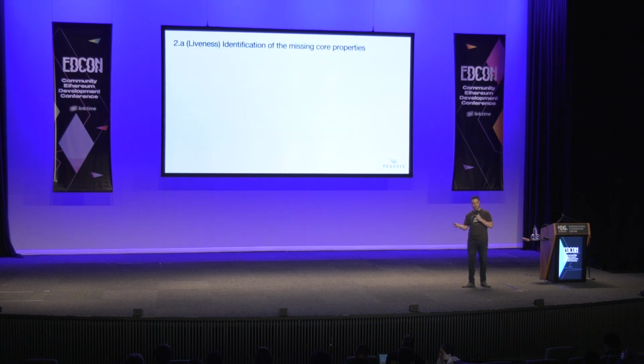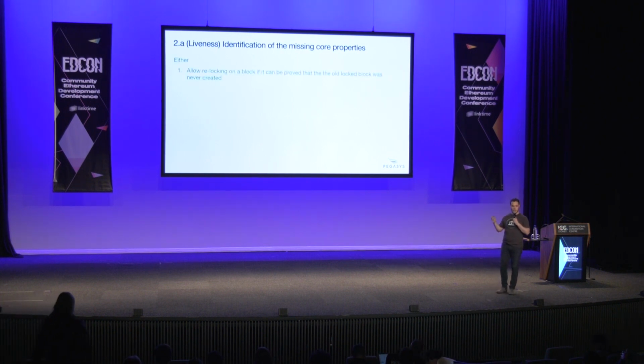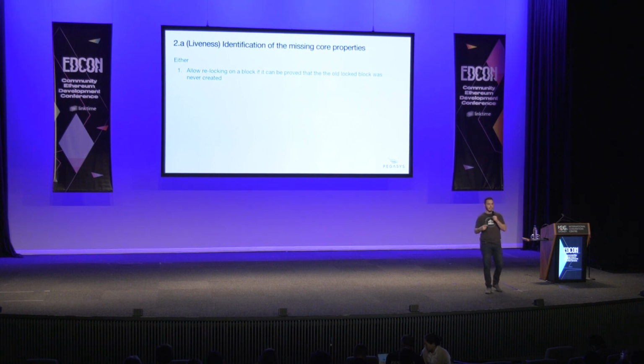As I said before, the liveness issue, or termination, is caused by the block locking. So essentially you have two solutions at hand. One is to allow relocking on a different block, and this will prevent the deadlock that we saw before, but you need to be careful. You need to allow the relocking only if you can be sure that the old block had never been created before. Otherwise, you can end up violating the persistence property that we defined before.